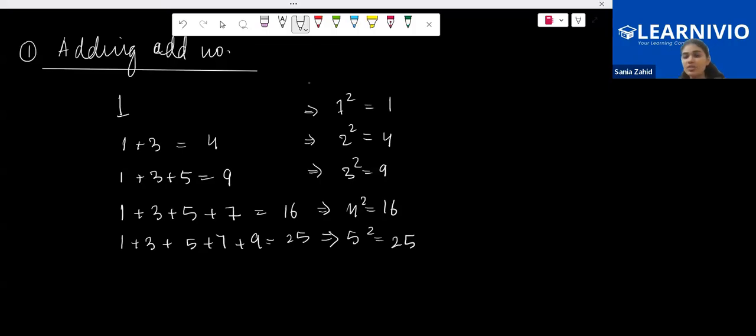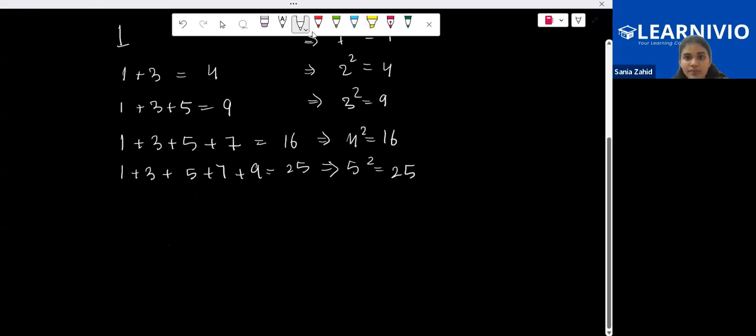So there is a pattern which I can observe, that whenever you are adding consecutive odd numbers, it is equal to the square of a natural number, right? Like the sum of the first 2 odd numbers is 2 square. Sum of the first 3 odd numbers is 3 square. Sum of the first 4 odd numbers is 4 square. And the sum of the first 5 odd numbers is 5 square, right? So the sum of the first n odd numbers is n square only.